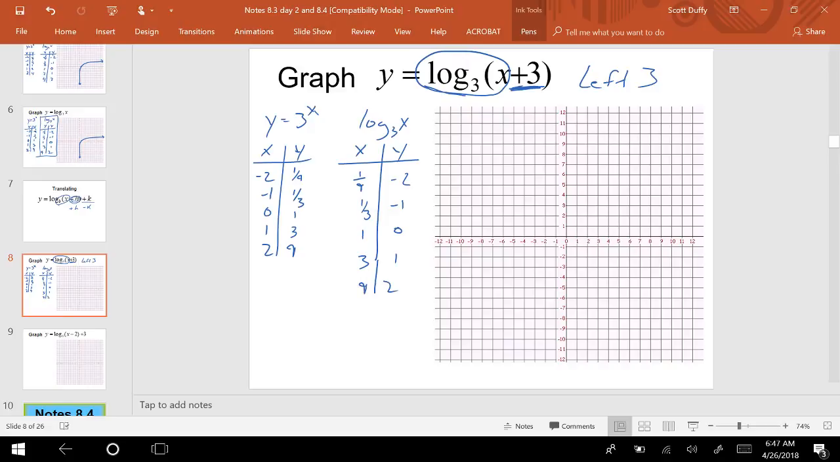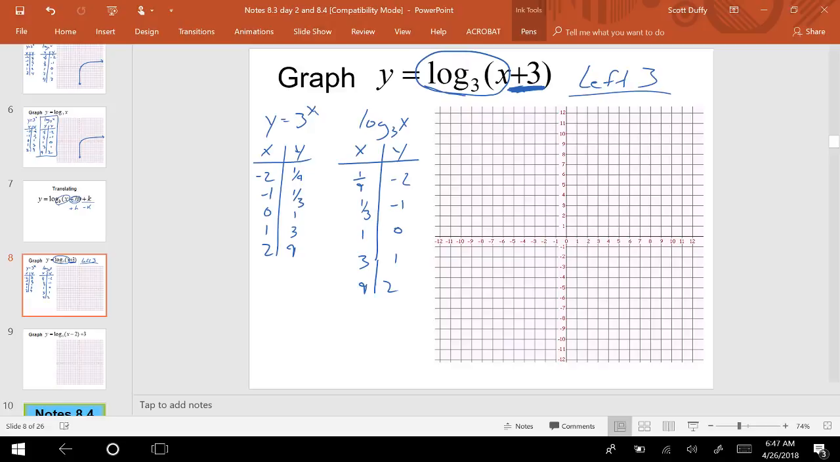Okay, so what I have is log base 3 of x. But this right here, this plus 3, shifts it left 3. So that means that the x coordinates are going left 3, or subtract 3 from all these coordinates.